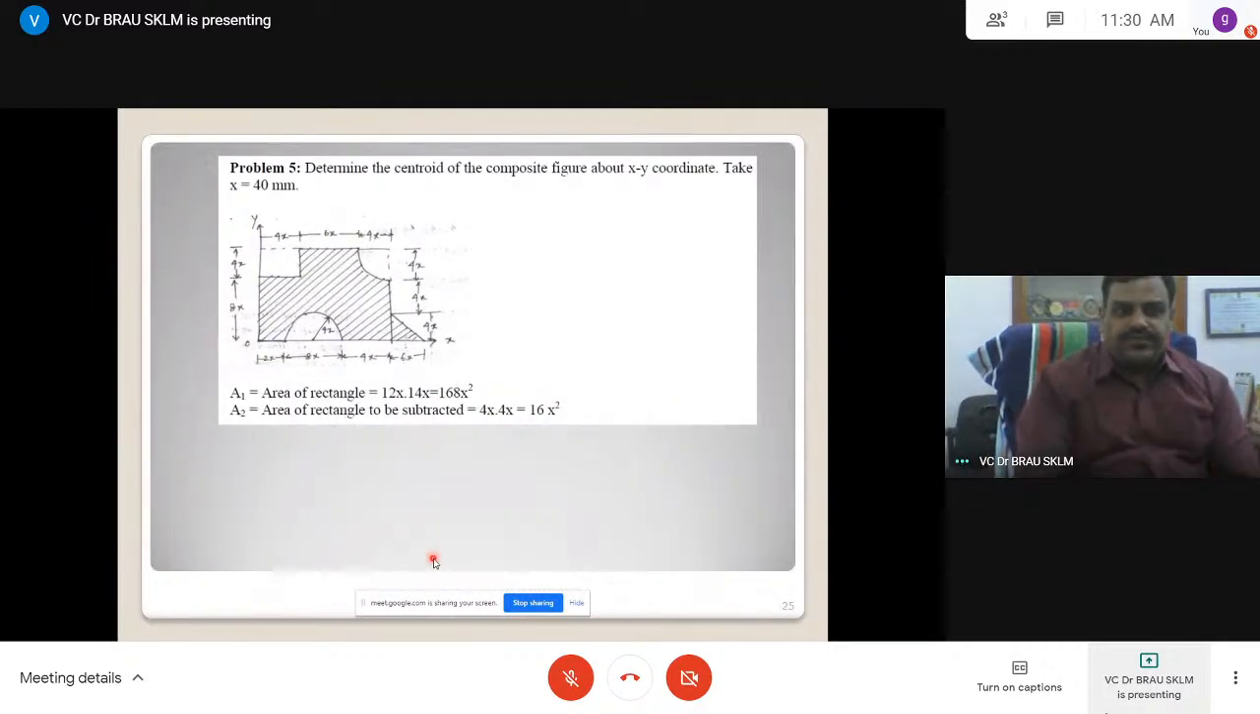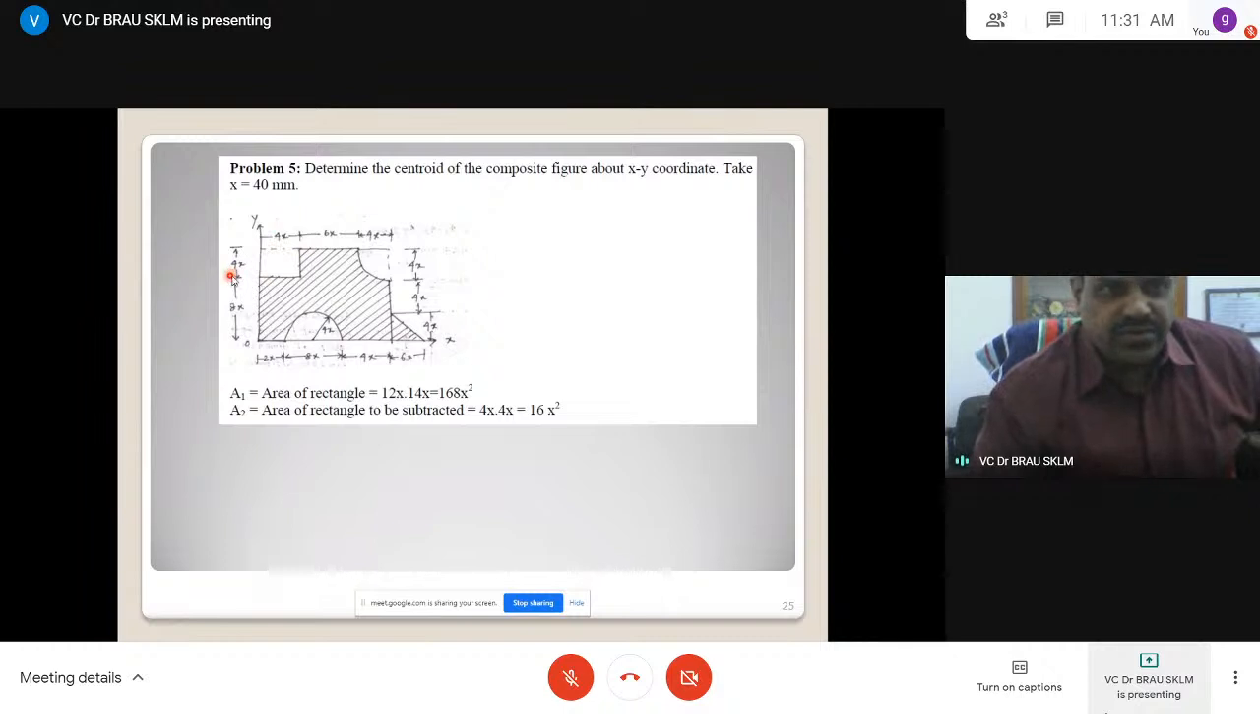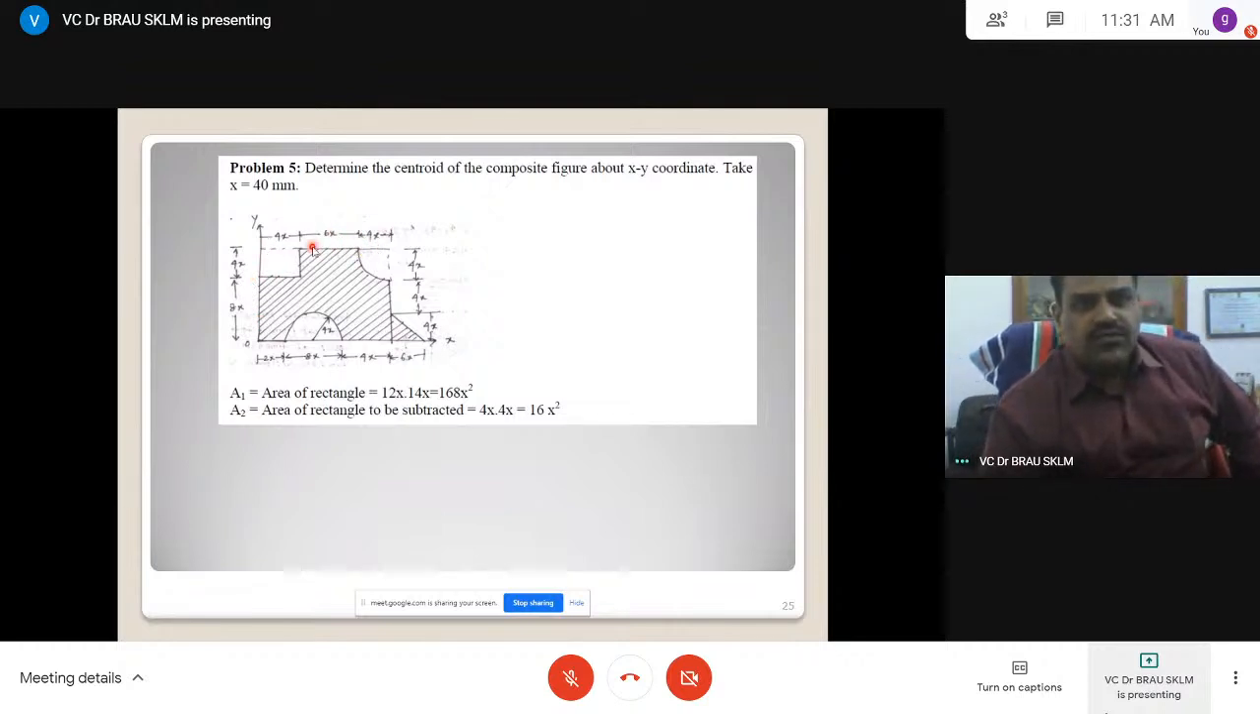Now see here, composite figures. This is the triangle, this is the quarter circle, this is the square. 4 into x, it is 8x, it is 6x, it is also 4x. 4x, 6x, 4x, 4x, 8x. Total, this is a 4x in terms of all the edges are given. Take the x is equal to 48.